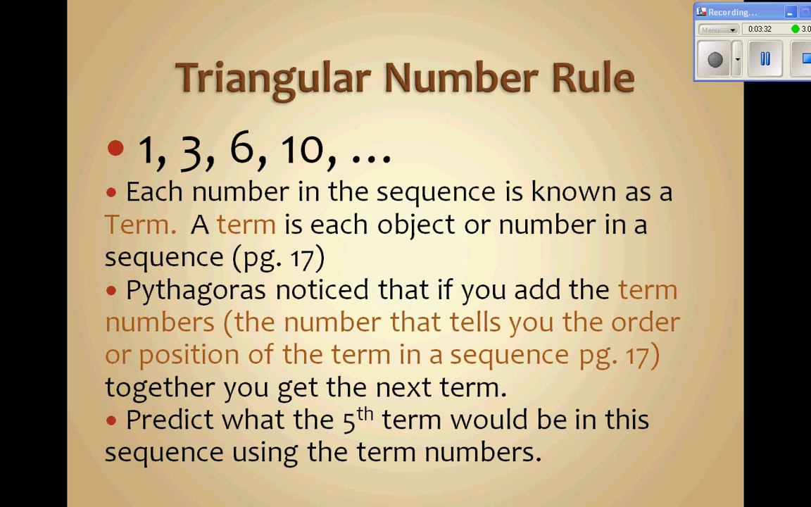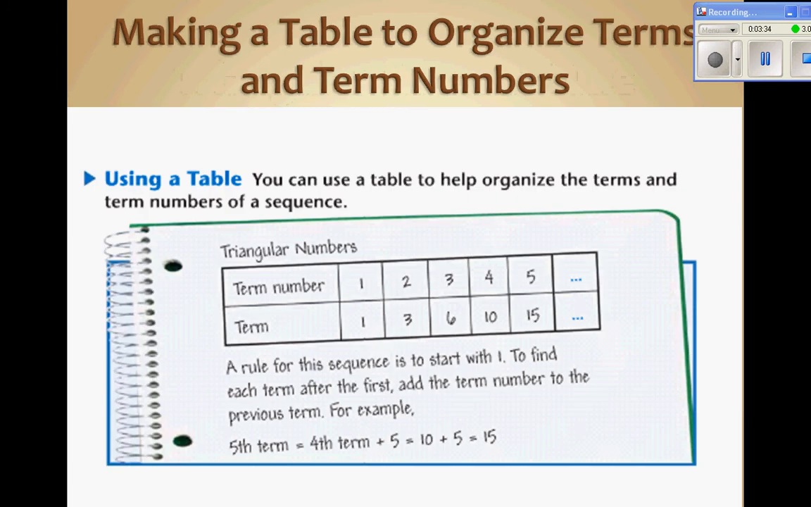Making a table to organize terms and term numbers can usually help you find the rule and sequence of a pattern. Here is a table that portrays the triangular numbers. Notice the top row is the term number or the position in the sequence. We simply write counting numbers down because we add 1 position per term. So we have 1, 2, 3, 4, and 5. The bottom row is the actual term in the sequence.